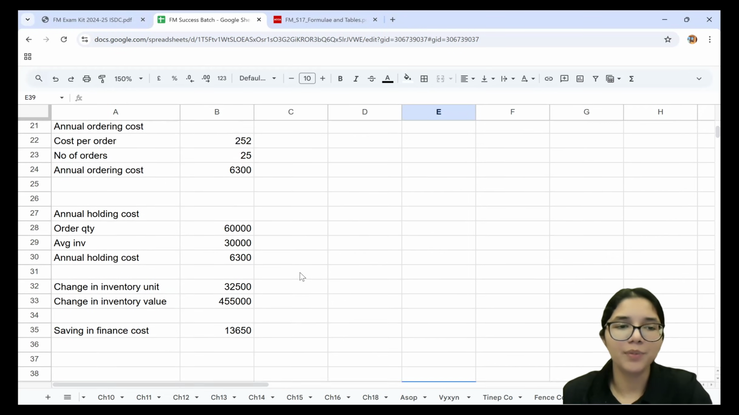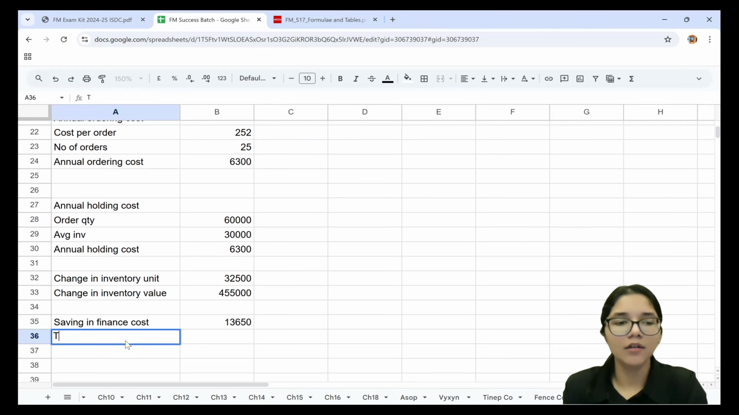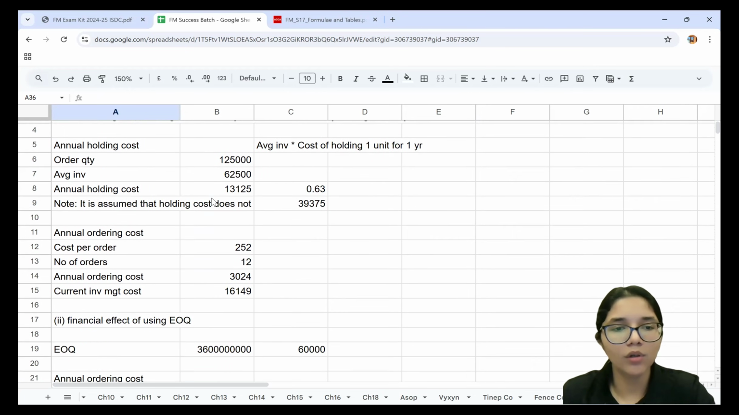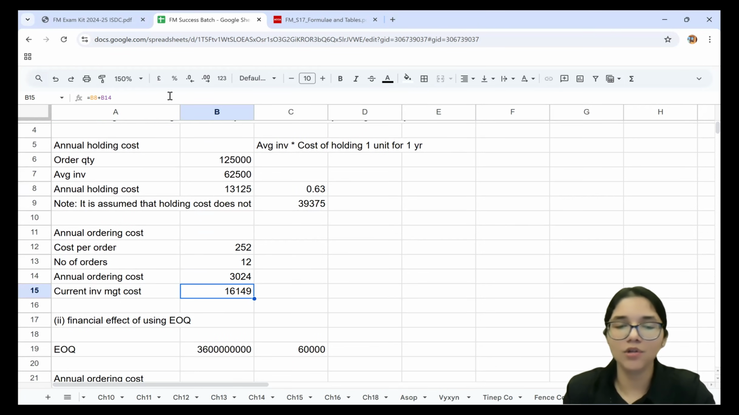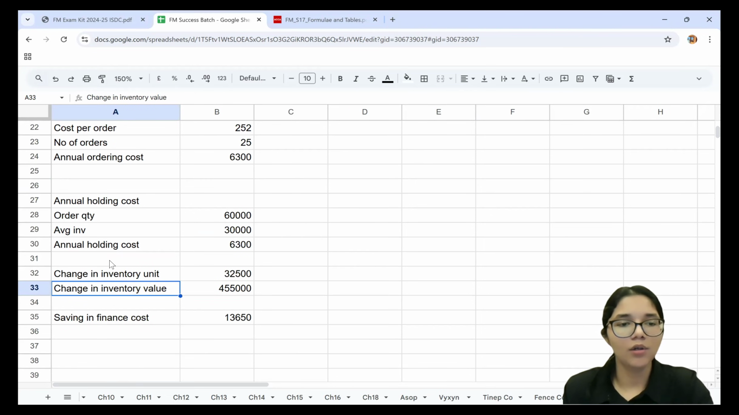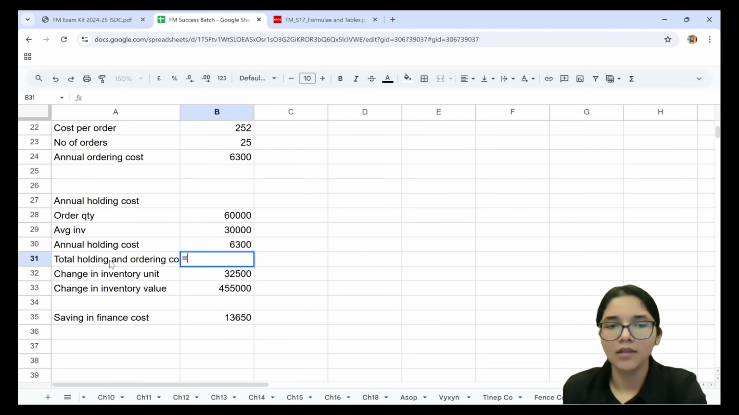So overall, you can find out how much saving we will have by comparing the total cost. Earlier, your total cost came out to 16,149. This was the total cost. And then you can also give a comparison of the total holding and ordering cost.